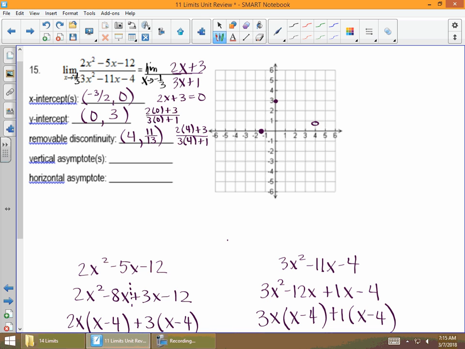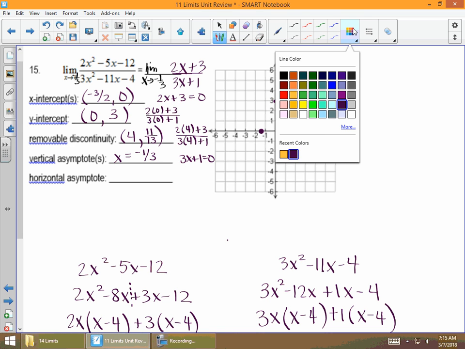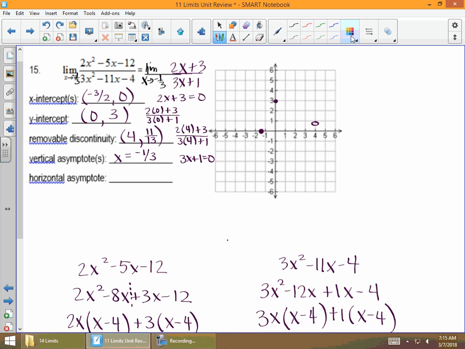All right, vertical asymptote. Our vertical asymptote we get from setting the denominator equal to 0. So 3x plus 1 equals 0. So our vertical asymptote, subtract 1, divide by 3, x equals negative 1/3. I'm going to do that in this light pink color. So I'm going to put it just on the other side. And I'm going to go ahead and label that since it's not right on a line there.